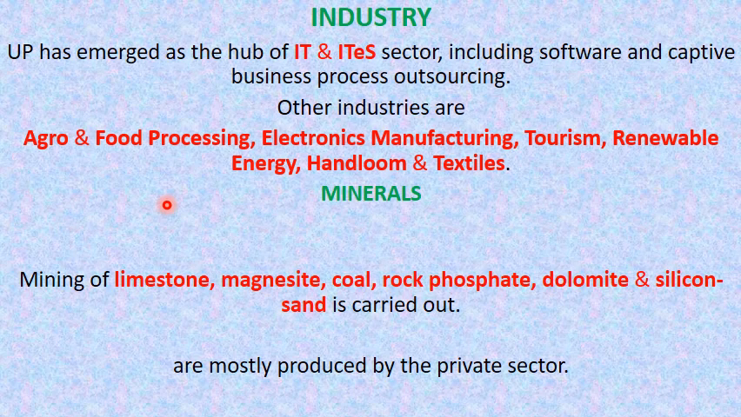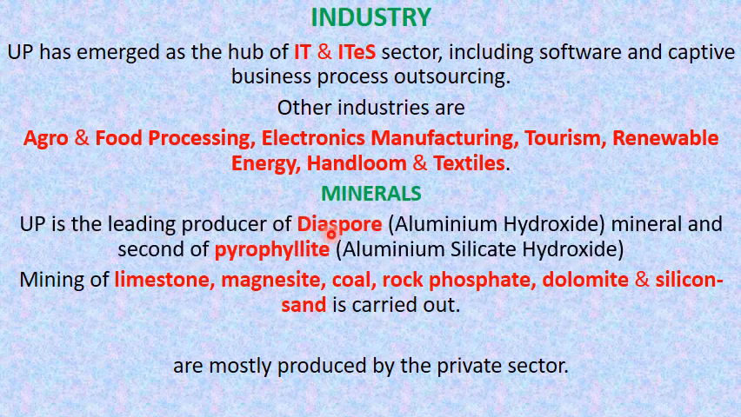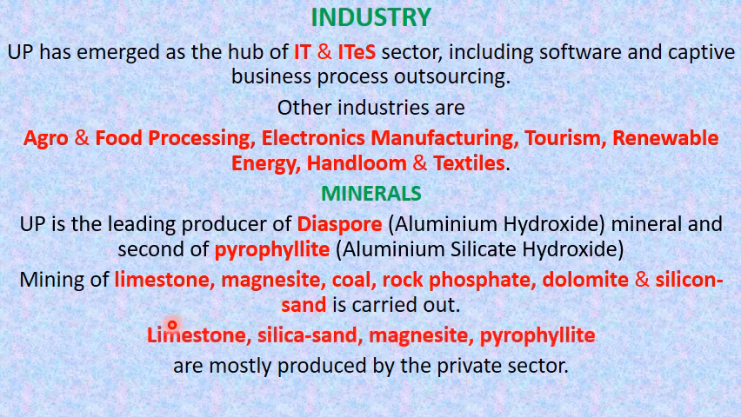Let us see some detail on minerals. UP is the leading producer of diaspore, that is aluminum hydroxide mineral, and second of pyrophyllite, aluminum silicate hydroxide. Mining of limestone, magnesite, coal, rock phosphate, dolomite and silicon sand is also carried out. Limestone, silica sand, magnesite, pyrophyllite are mostly produced in the private sector.